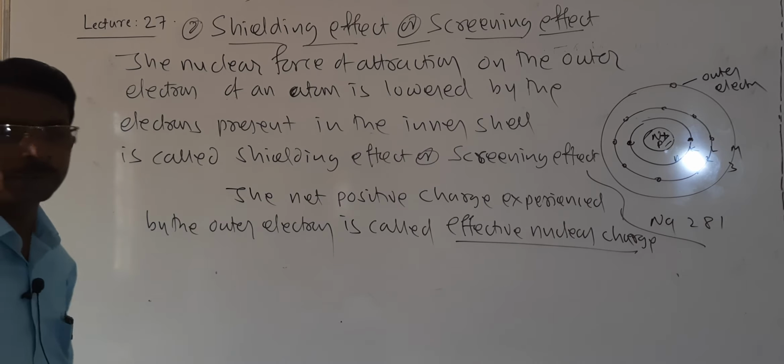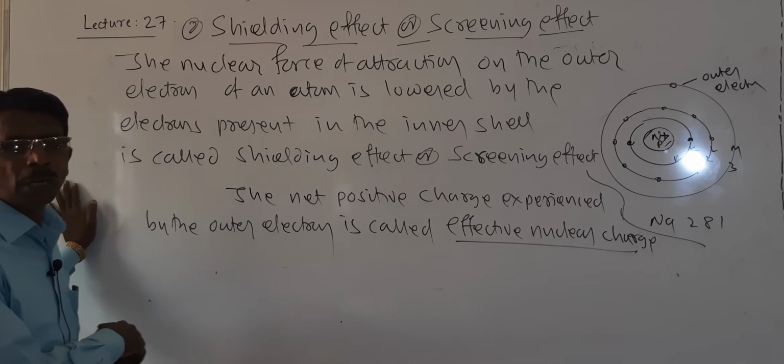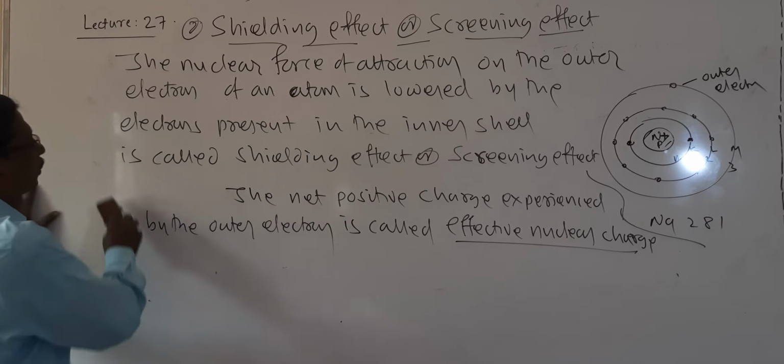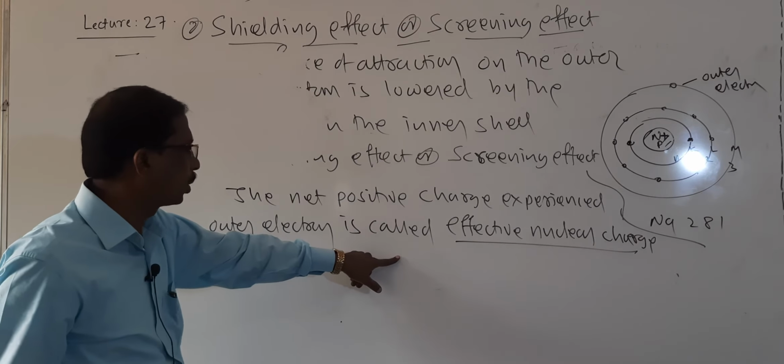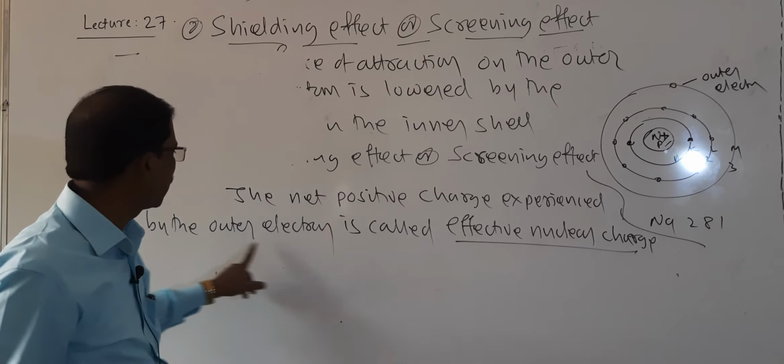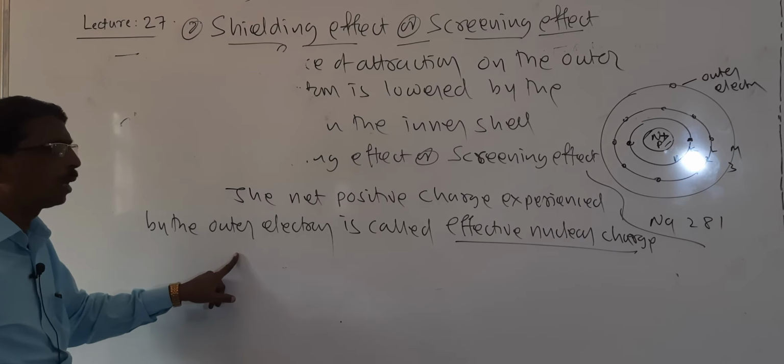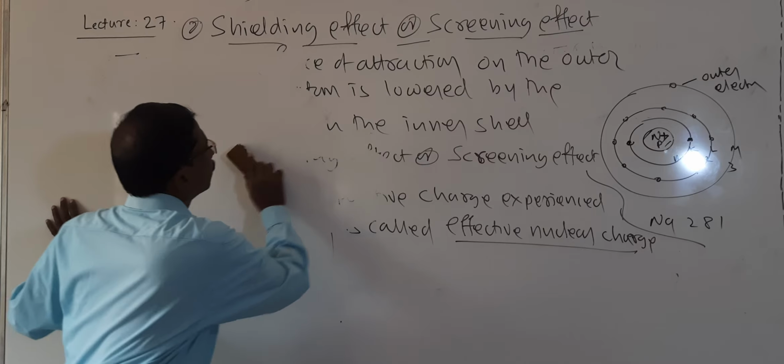It is a 2 marks question. Define shielding effect, or what is shielding effect or screening effect. Or they may ask effective nuclear charge, 1 mark. The net positive charge experienced by the outer electron is called effective nuclear charge.